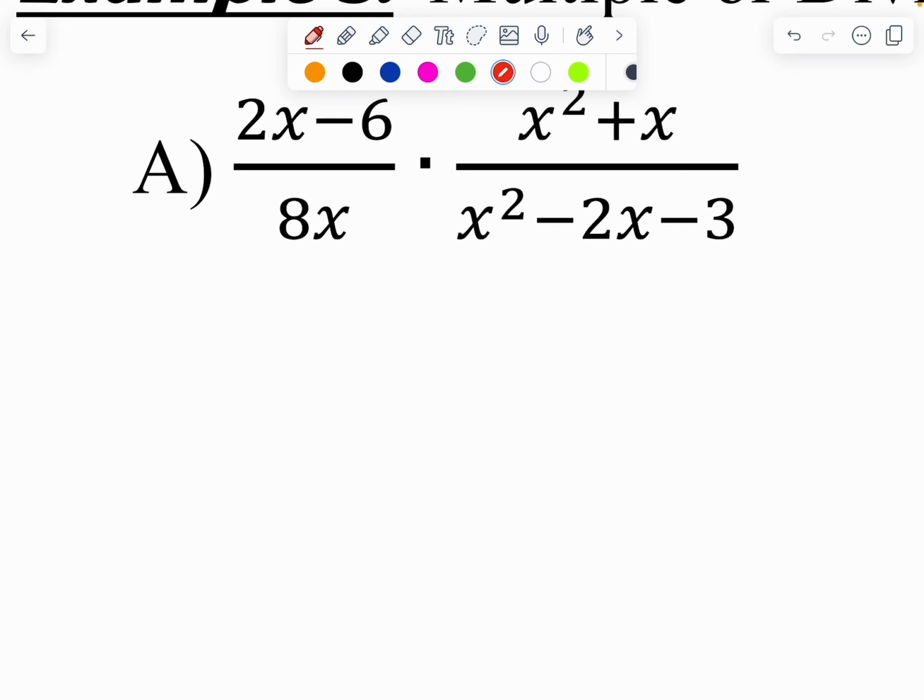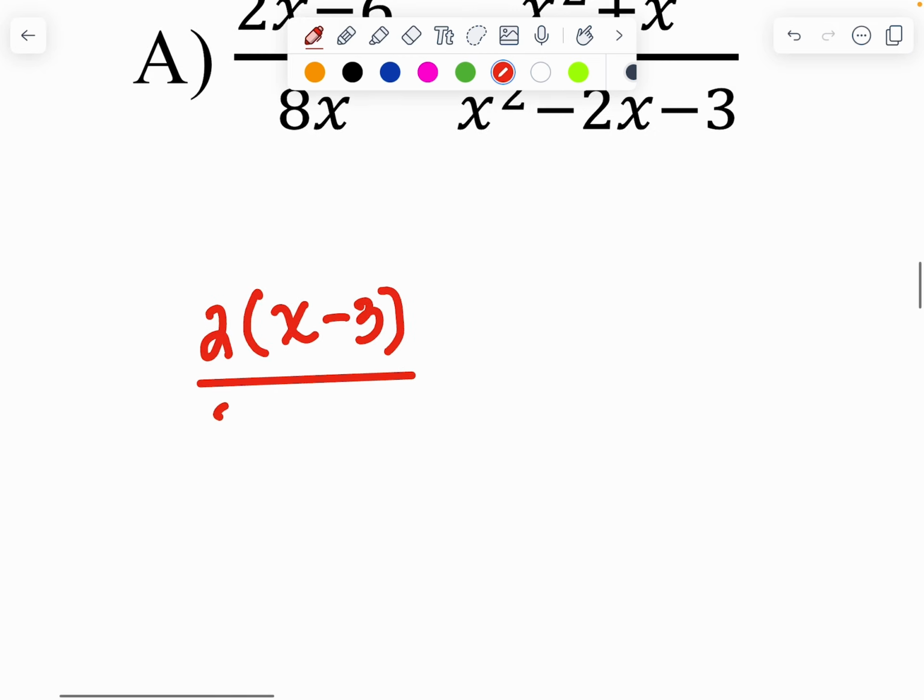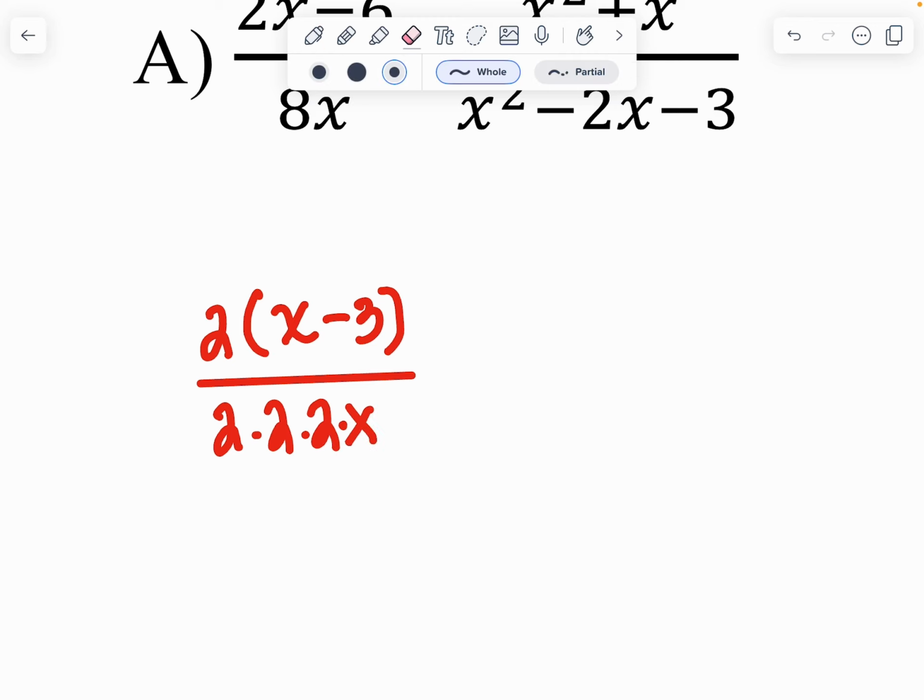The numerator has a GCF, right? Always check for a GCF first. Anytime you're, say, not factorable, first look for GCF. 2 comes out, you have x minus 3 as another factor. Is 8x factorable? A lot of times people say no, but technically it is. It's just that I wouldn't factor it. It factors to 2 times 2 times 2 times x, right? But you don't need to do that. So I'm just going to keep it as an 8 because I know how to simplify without doing that, okay?